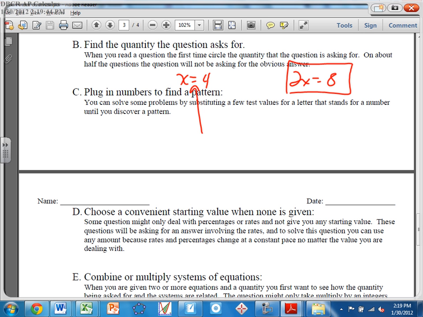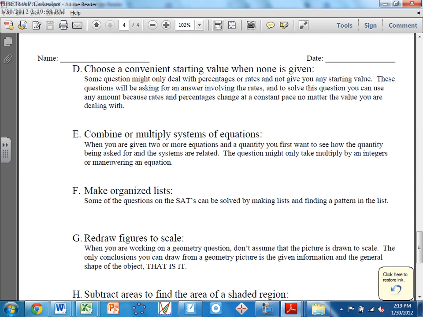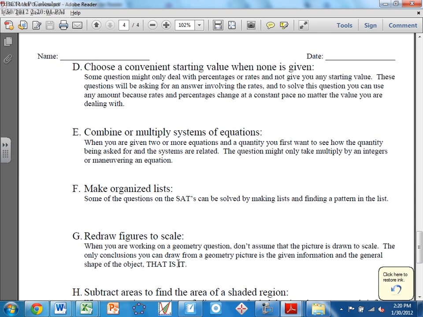Another strategy we're going to talk about more next week is plugging in numbers. If you can plug in numbers to suggestions, you can find a pattern and look to see which choice makes more sense. When you are plugging in numbers, or when you're looking for a starting value, choose values that are convenient. So if you're looking at angles, you might want to choose 0, 30, 45, 60, 90. Think about angles like that if you're guessing.